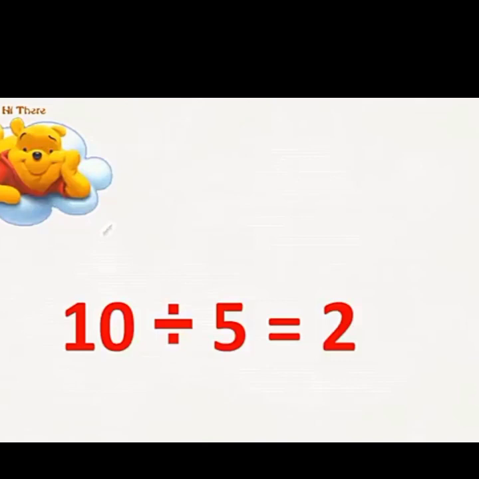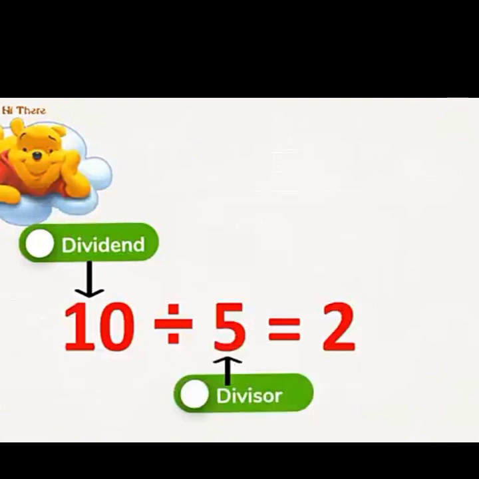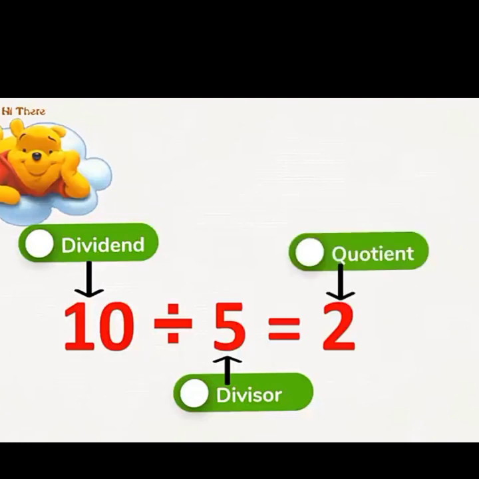Let's take a look at this division problem. As you can see, there are three numbers and each has a special name. The number being divided is called the dividend. The number that the dividend is divided by is called the divisor. And the result of the division is called the quotient.